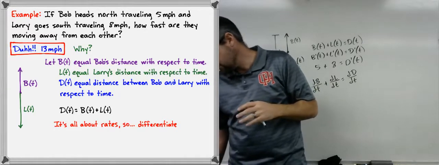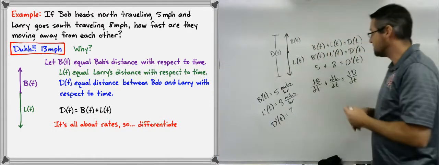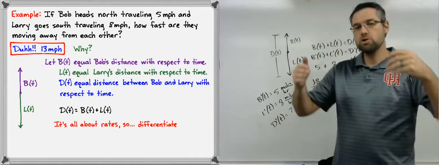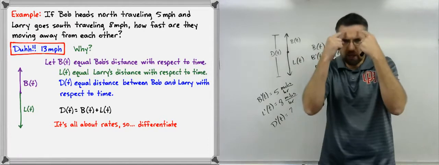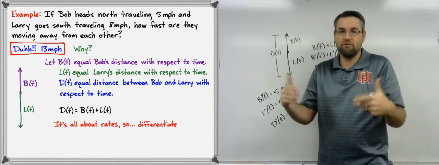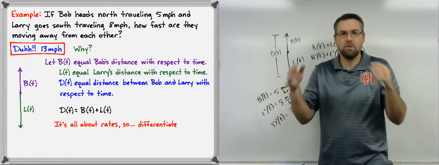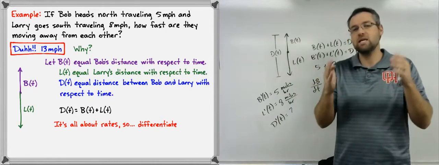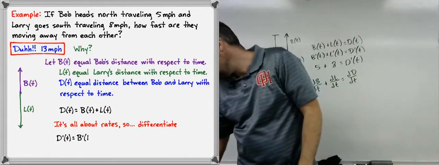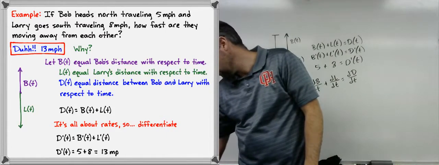Okay, I like this. D of t equals B of t plus L of t is just a distance relationship. But we're talking about rates, and this is a good way to think about this, right? We're talking about rates. So what do we do? We differentiate, right? Rates, differentiate, it rhymes, it's good. The rate of something is always dealing with the derivative, okay? So we take the derivative, d prime of t equals b prime of t plus l prime of t, and then we can plug those rates in and we get our answer.